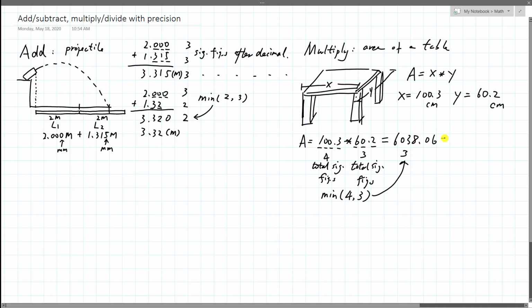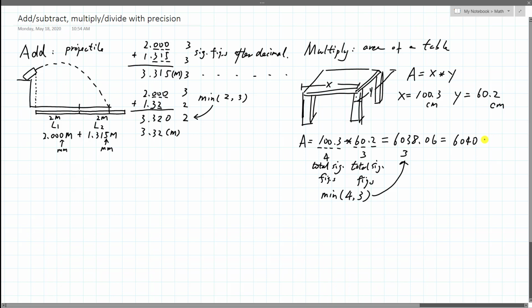Okay, so what is this number though? 1, 2, 3, 4. Oh, okay. I'm going to round at the ones place. Okay, I'm actually rounding at the tens place. So round it up, right? 8. So 6040. But this is ambiguous. Do I have the 0 as significant or not?